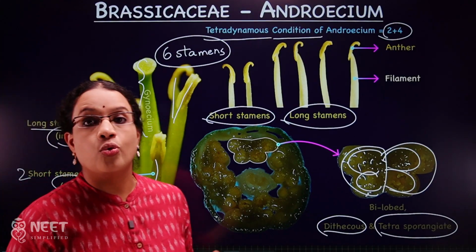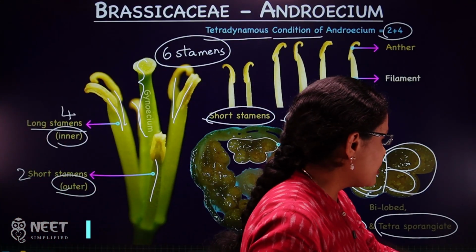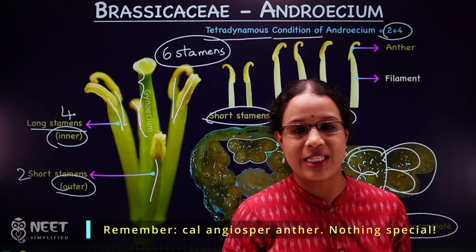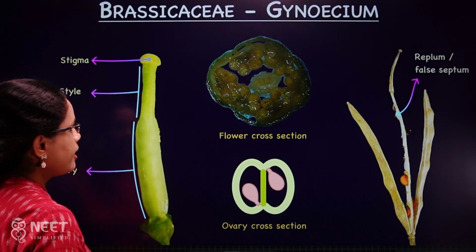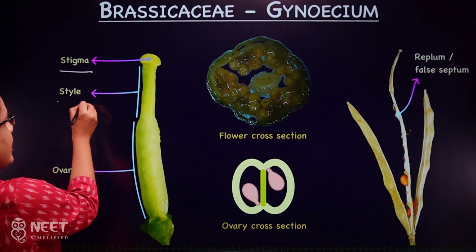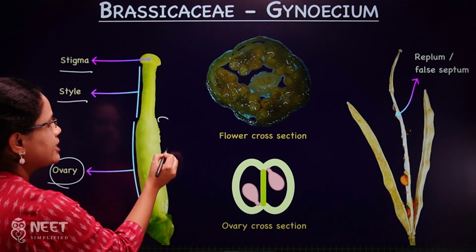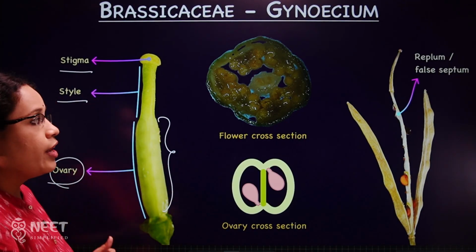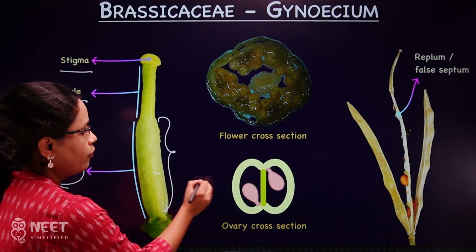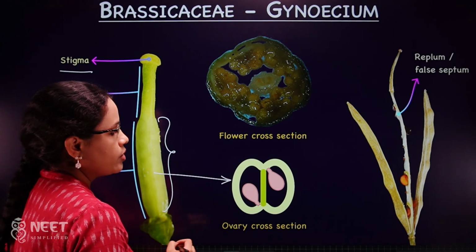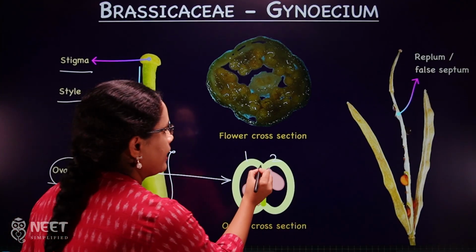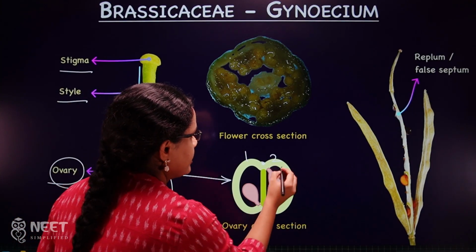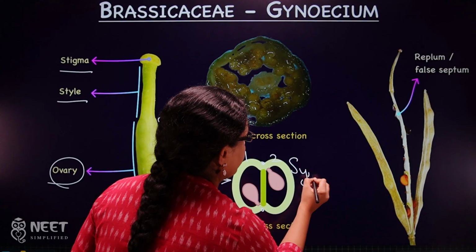Now, coming to the ovary, this is also a little special in case of Brassicaceae. Let us understand that as well. Here you're seeing the stigma, style and ovary, which is a little elongated, right? Now when you take the cross section of the ovary, you are going to see that there are 2 carpels very clearly, isn't it? And they are fused to each other, hence it is syncarpous condition.